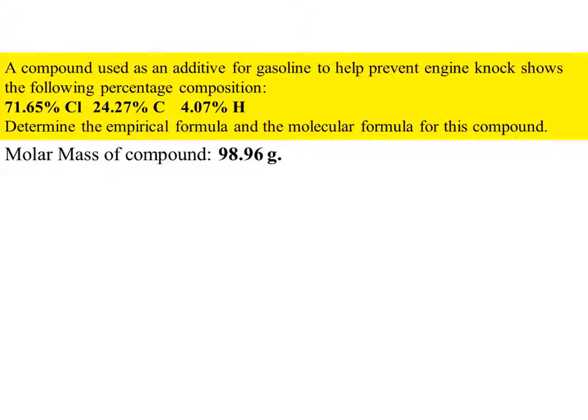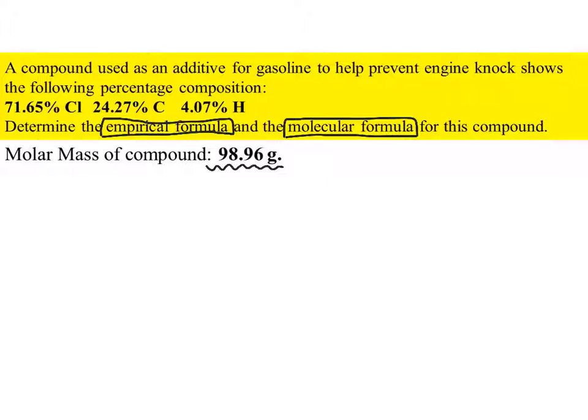It says a compound is used as an additive for gasoline to help prevent engine knock, and it shows the following percent composition: 71.65% chlorine, 24.27% carbon, and 4.07% hydrogen. Determine the empirical formula. So right away I see empirical formula and I'm thinking of the poem. And determine the molecular formula for this compound. And then it gives me the molar mass of my actual compound here, which I'll use later after I determine the empirical formula. So, first things first, I have to determine the empirical formula.